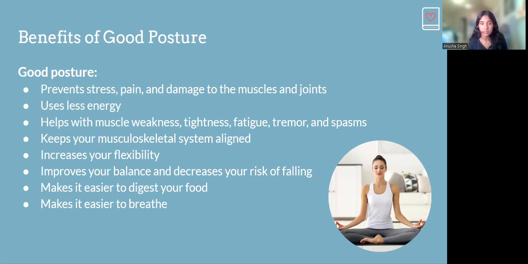It increases your flexibility. It improves your balance and makes it less likely for you to fall. And it makes it easier for you to digest your food and to breathe because you're upright.